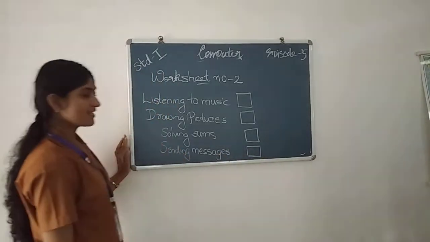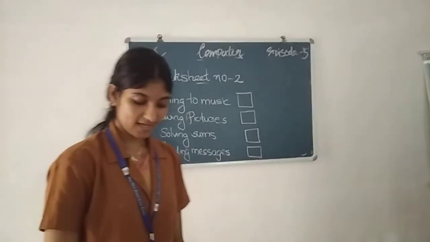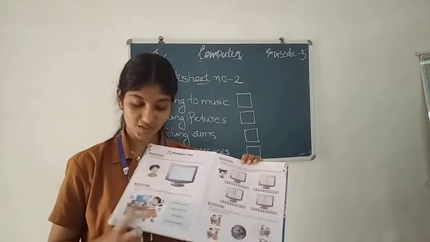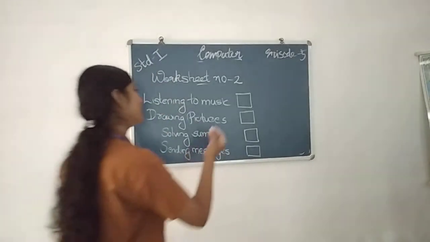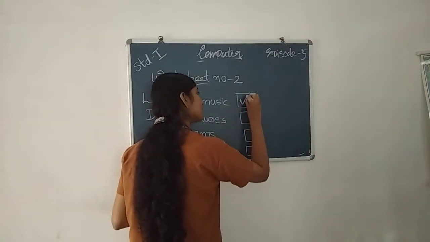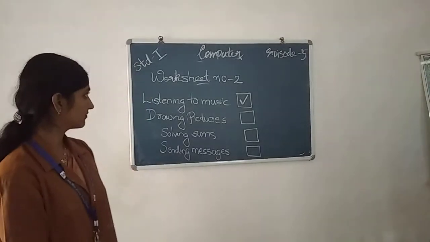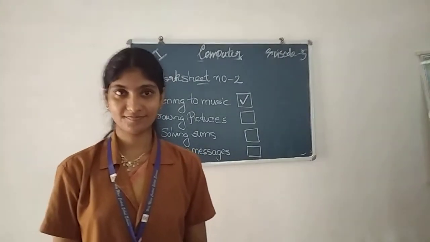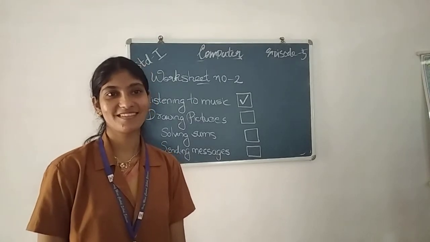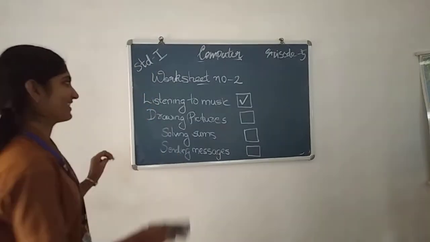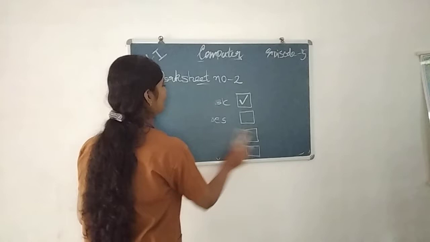Okay. So what is she doing there? Tanisha, what is she doing? She is listening to music. So put a tick mark on this box. Okay. Let's do the third worksheet. Worksheet number 3.